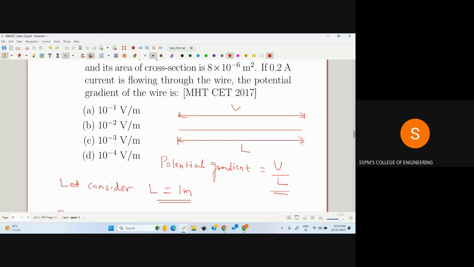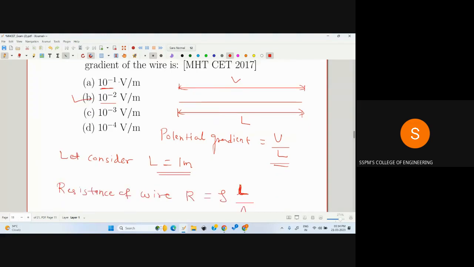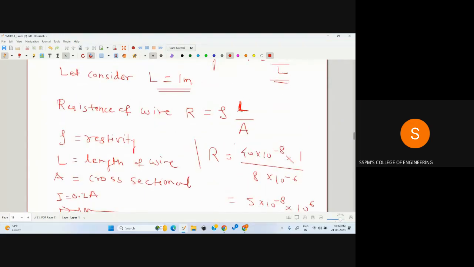The first option is 1 into 10 to the power minus 1. Second option, 1 into 10 to the power minus 2. The second option is the correct option. Here in this example, two equations are very important. The first equation is the resistance R is equal to rho L by A, and the second equation is the potential gradient, which is total voltage divided by length of wire. With the help of these two equations, you find out the potential gradient.